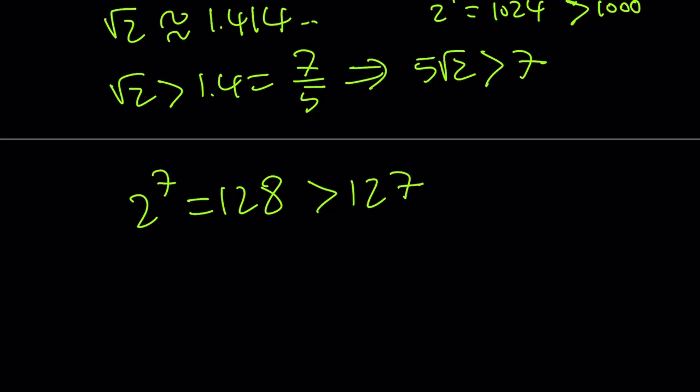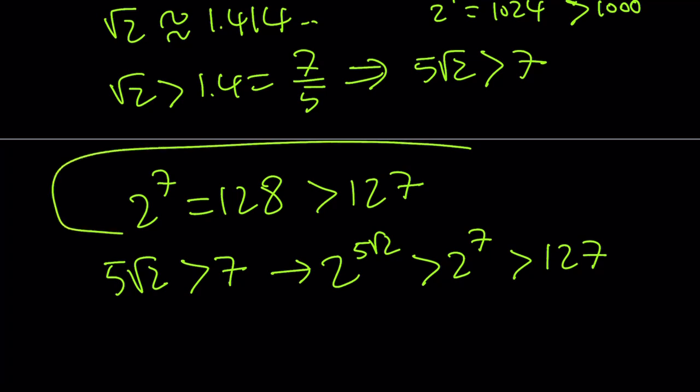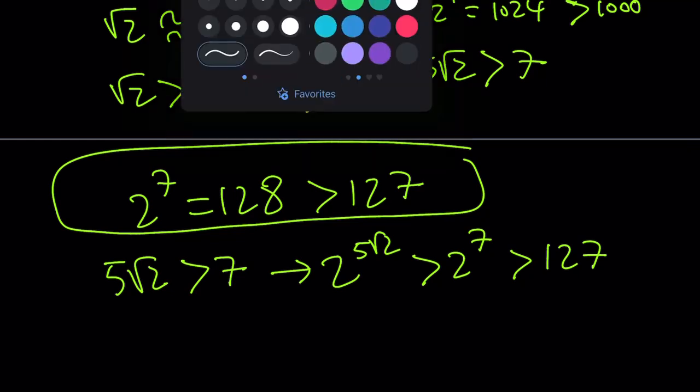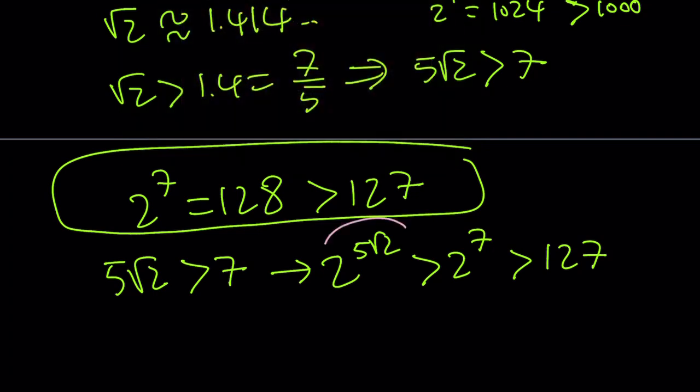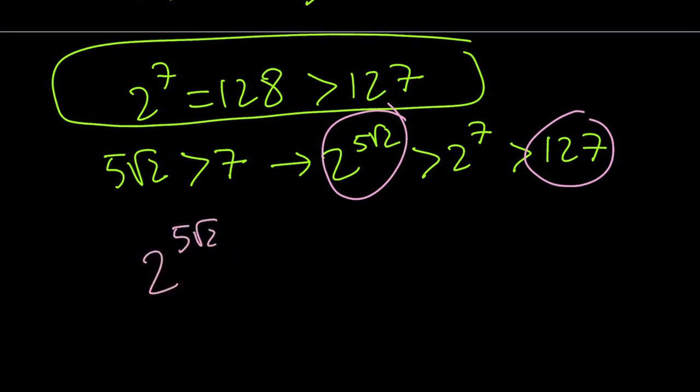Let's go ahead and put it together now. 5 root 2 is greater than 7. This implies 2 to the power 5 root 2 is greater than 2 to the power 7, which is 128, which is greater than 127. So this was kind of like a prep for the chain of inequalities. So forget about everything in the middle and end up with these two things. This is greater than that. So conclusion, 2 to the power 5 root 2 is greater than 127.